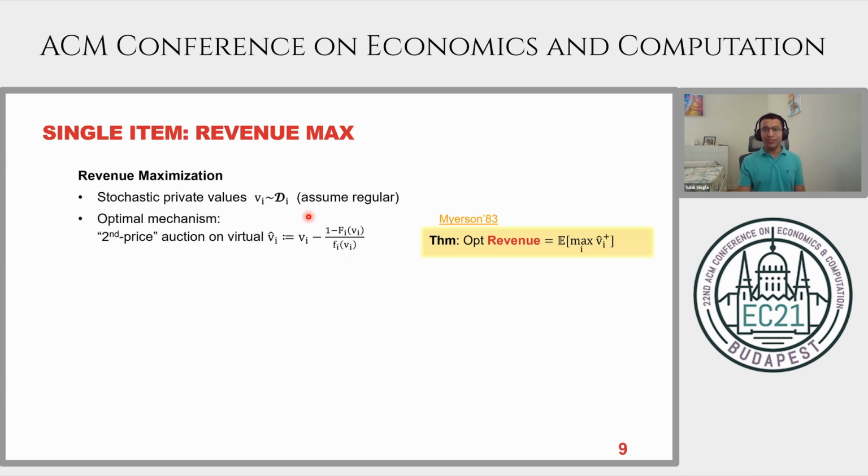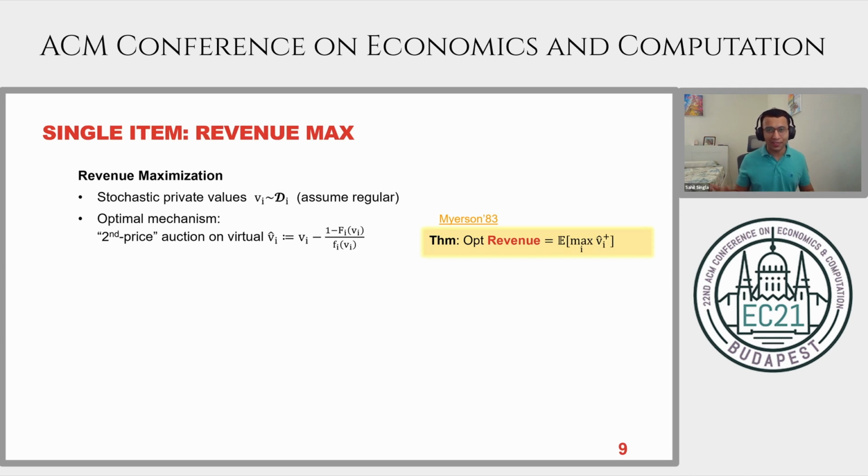If you've not seen this before, you don't need to digest the expression. The main takeaway is that there is a transformation from your original valuation to some virtual valuation space. In this virtual valuation space, you run the second price auction, and it turns out that this actually maximizes your revenue. It's both truthful and revenue maximizing. This is the classical result of Myerson.